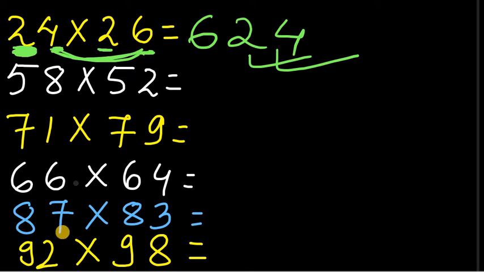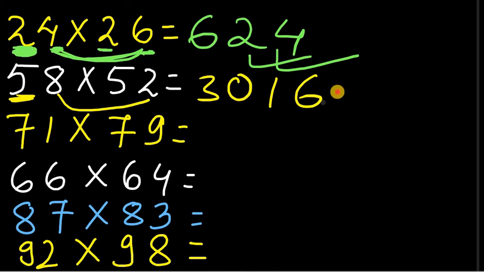Okay, let's see the next solution. The next solution is 58 into 52. So 8 into 2, how much? 8 2s are 16. So 16 you have to write. Okay, now 5. After 5 comes 6, 5 6s are 30. So this is our answer.